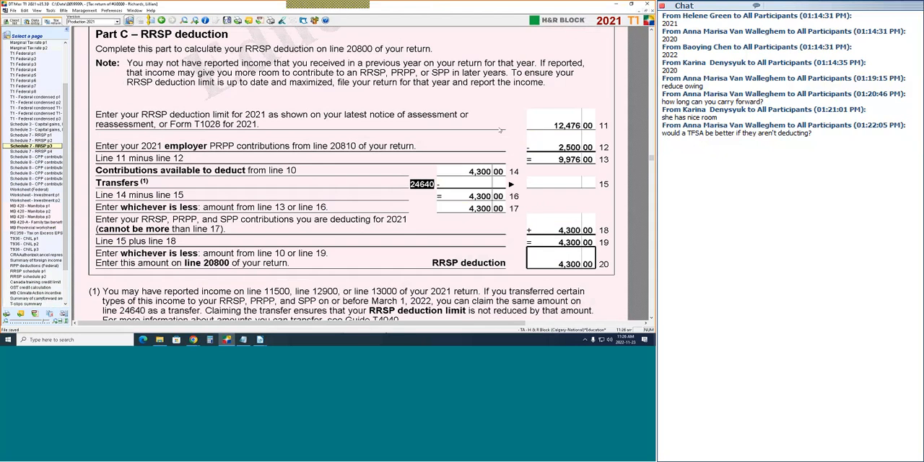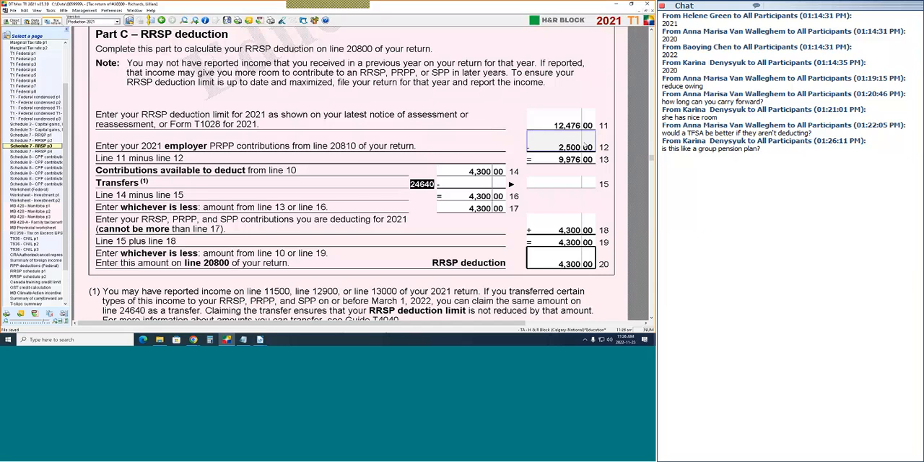So if you have a client whose employer has a PRPP and they're asking you how much money I should put into my RSPs this year, and they're coming to see you in February, before you tell them your RSP room is $12,476, find out from your employer what they've put into your PRPP and subtract that first. Then whatever's left over is what you can put in.